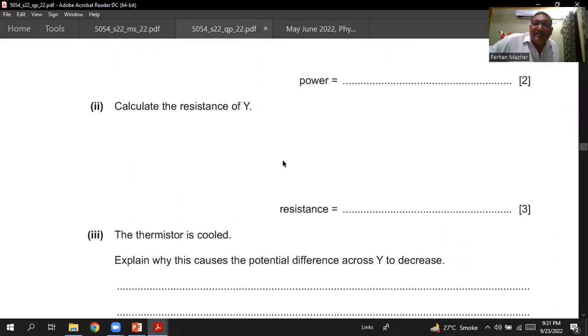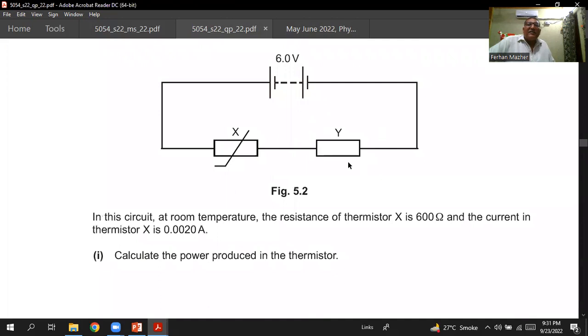Then it says calculate the resistance of Y. I can calculate the resistance of that. Whatever current is flowing here, the same current will flow through Y because they are connected in series with each other. The current has only one path. So 0.0020 ampere is flowing here, and the same current will be here, 0.0020 ampere. The EMF of the battery was 6 volt.